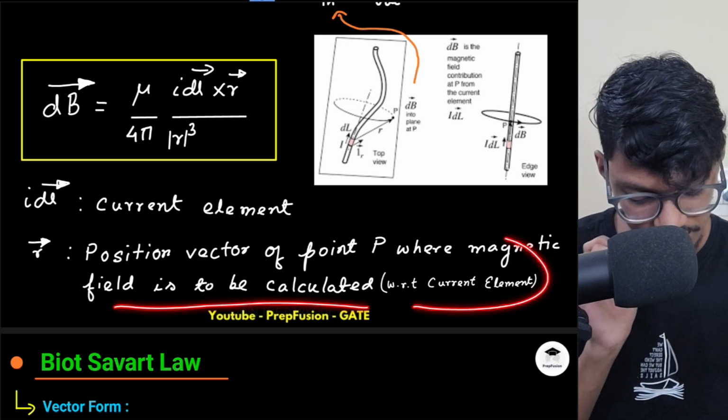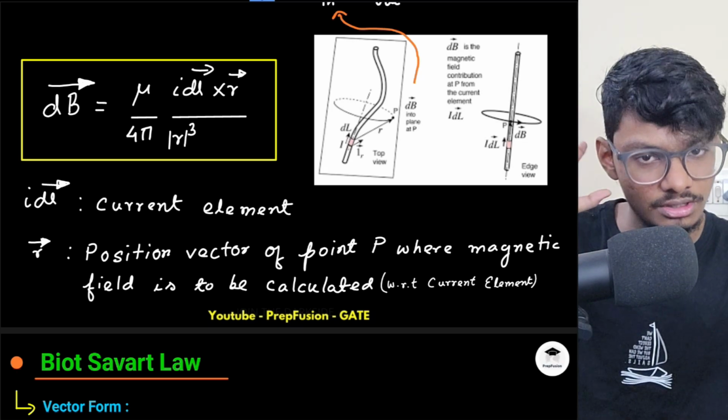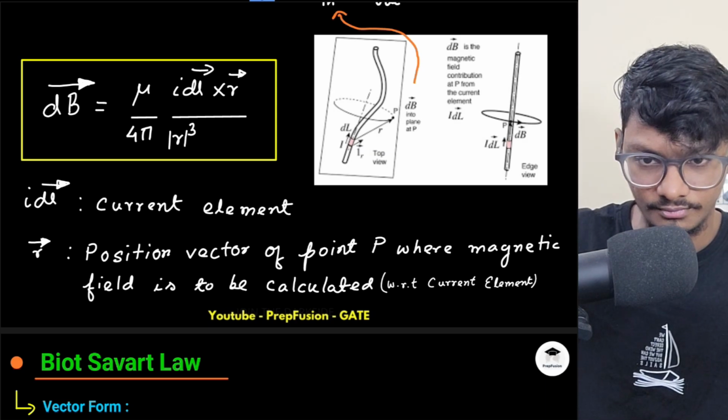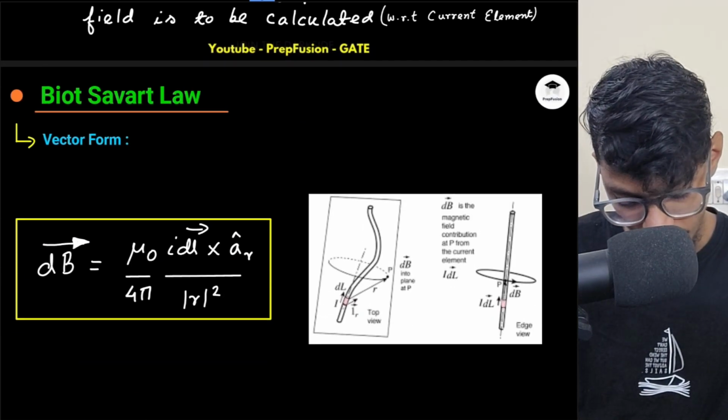The position vector is of point P, where the magnetic field is to be calculated with respect to the current element. So I hope you understand how to calculate the position vector. All these things we have explained multiple times in our electrostatics chapter. Okay, so I hope you understand this now.